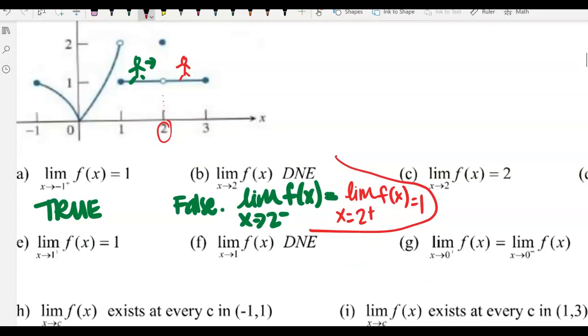All right, Preston, C. The limit as x approaches 2 of f of x is 2. True or false, Preston? True. Do you guys agree with Preston? No. Why not? Because the y is 1. Didn't we just write this right here? What is that right there? Okay, so this is false. So guys, then let's talk about this dot right here. What is that dot?